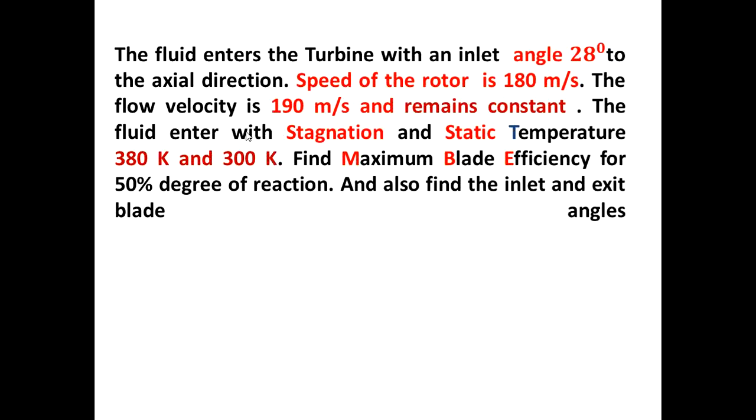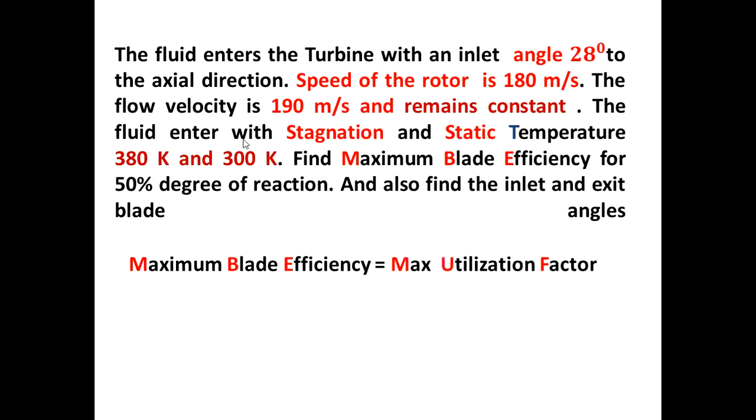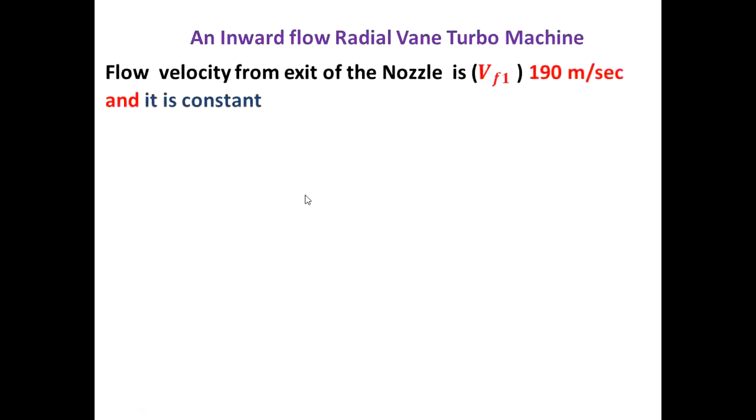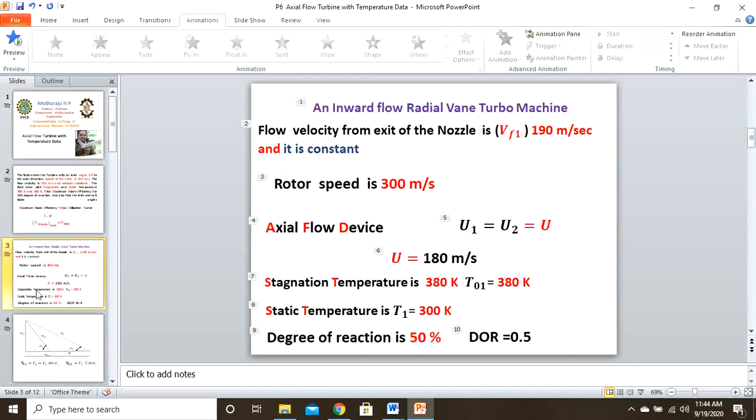This is the problem you want to do, and the maximum blade efficiency is nothing but the maximum utilization factor, that you must keep in your mind. That is, the maximum blade efficiency is equal to the maximum utilization factor, epsilon max. Therefore inward flow radial vane turbine, it is not inward flow, sorry, this statement is wrong. One minute.